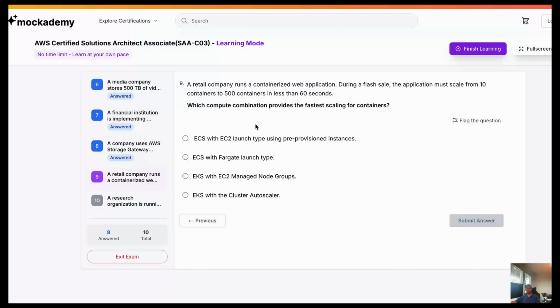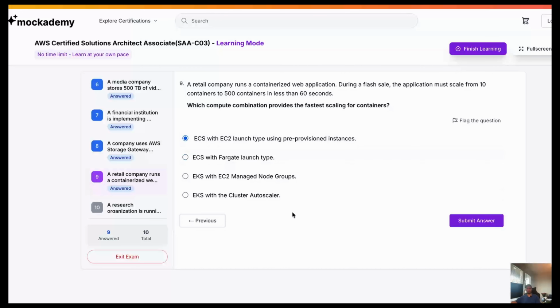Question 9. A retail company runs a containerized web application during a flash sale. The application must scale from 10 containers to 500 containers in less than 60 seconds. Which compute combination provides the fastest scaling for containers? Option A: ECS with EC2 launch type using pre-provisioned instances. Option B: ECS with Fargate launch type. Option C: EKS with EC2 managed node groups. Option D: EKS with cluster autoscaler.